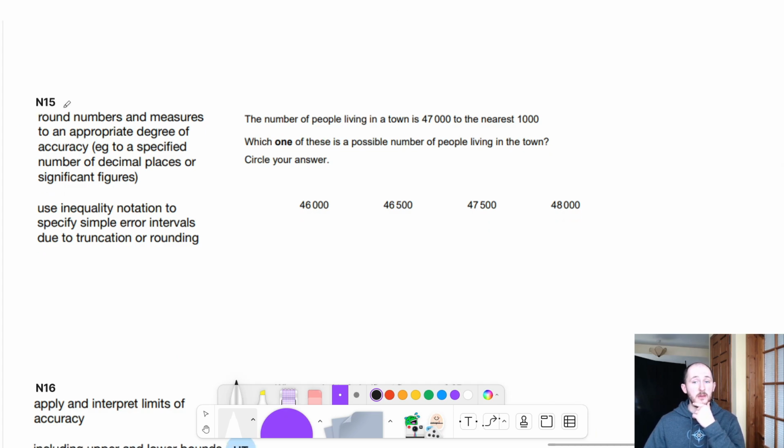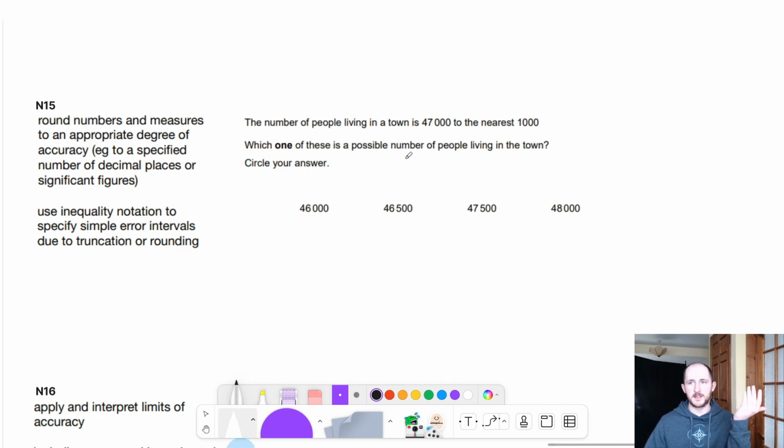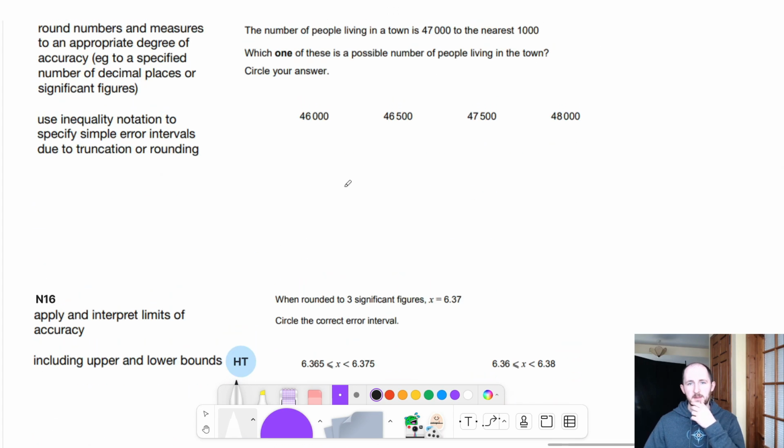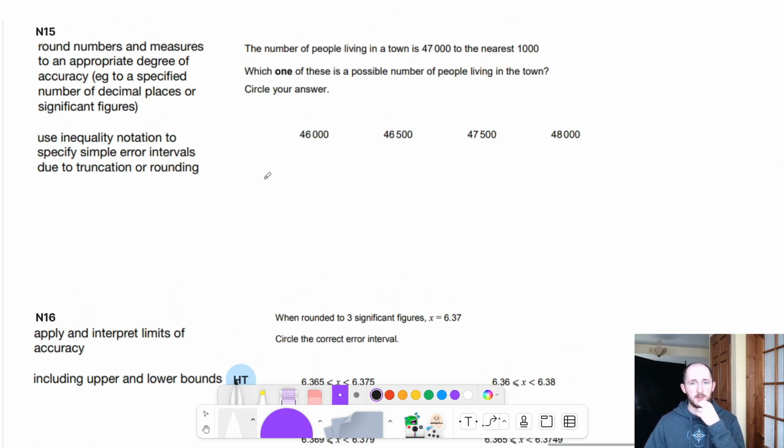You also need to be able to round numbers and measures, which is a bit obvious considering I just told you need to be able to round. But it comes after that in the spec, so that's the order I've done it in. To an appropriate degree of accuracy, so either significant figures or decimal places, and use inequality notation to specify error intervals, which we're actually going to do down here. It's marked as higher, but to be honest, it's the same thing for higher and foundation.